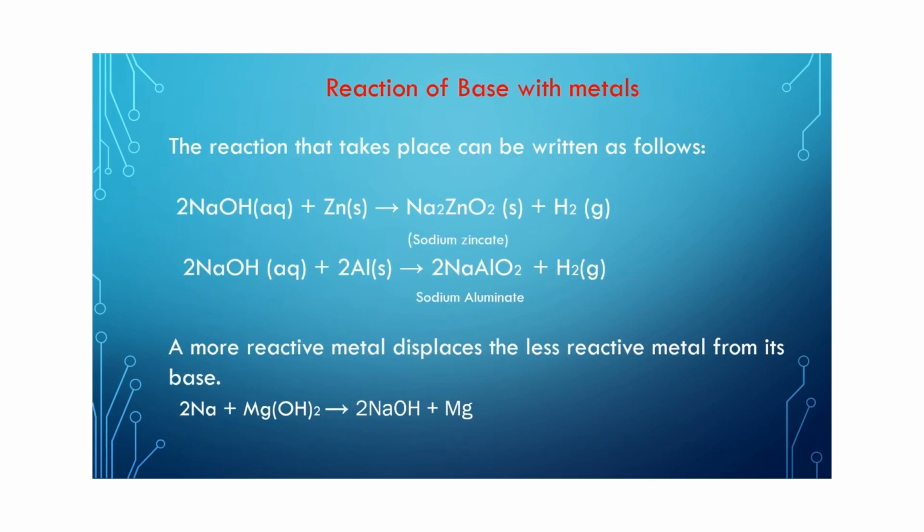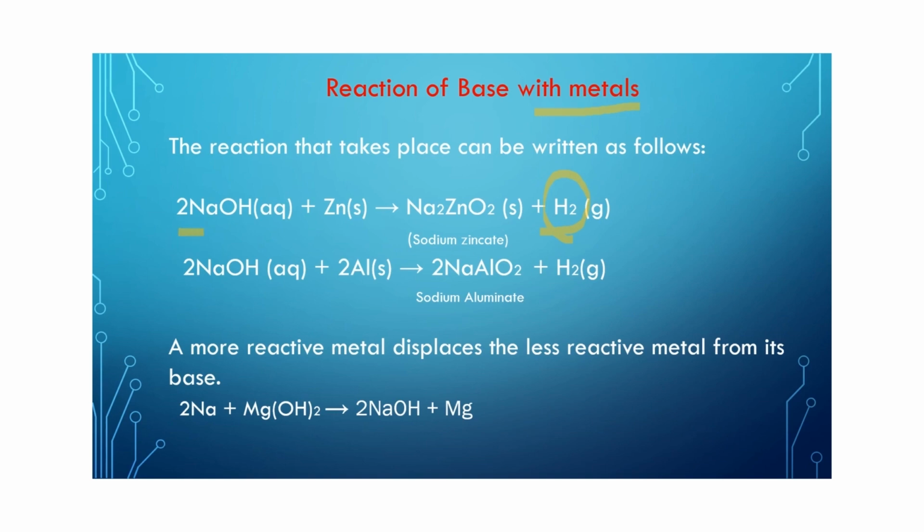Reaction of base with metals. Metals react with base in the following way. When they react, a salt is formed and hydrogen gas is liberated. And this reaction does not take place with all the metals. Metals actually react with bases in different fashion.